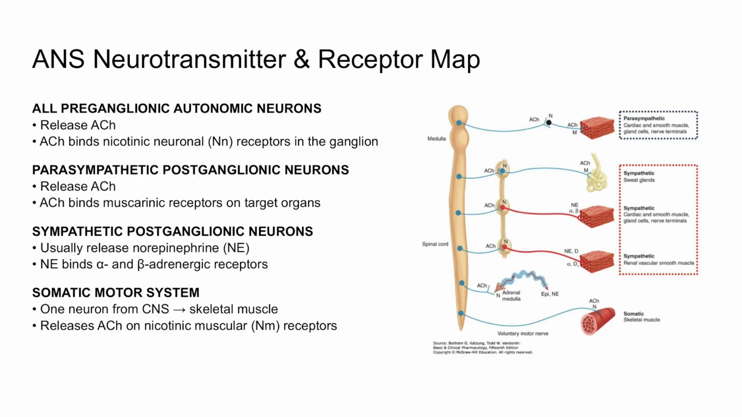The adrenal medulla functions like a modified sympathetic ganglion. So preganglionic acetylcholine activates nicotinic receptors on the chromaffin cells, causing epinephrine and norepinephrine to release into the blood. Finally, the somatic motor system is different. It uses one neuron that releases acetylcholine onto a nicotinic muscular receptor at skeletal muscle.